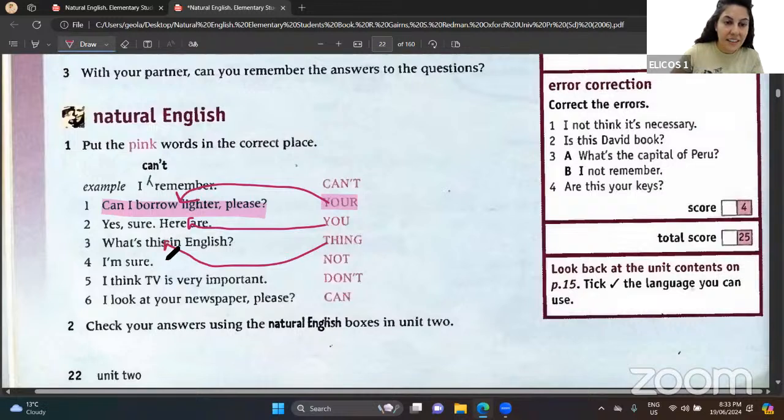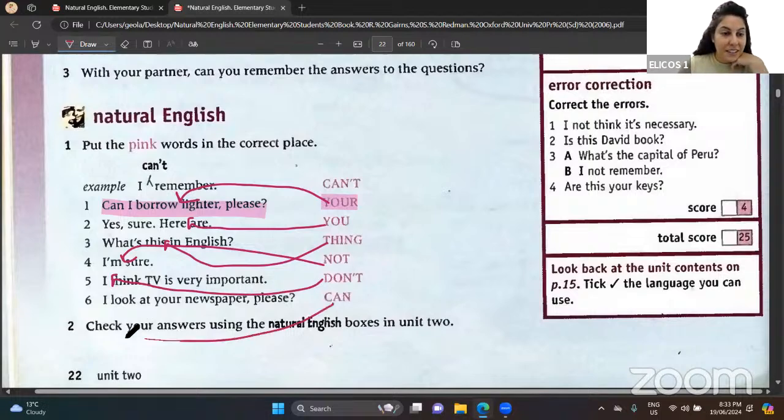What is this thing in English? I'm not sure. I think, or maybe I don't think TV is very important. Yes, good. It is a question. So it begins, can I look at your newspaper, please? Good.